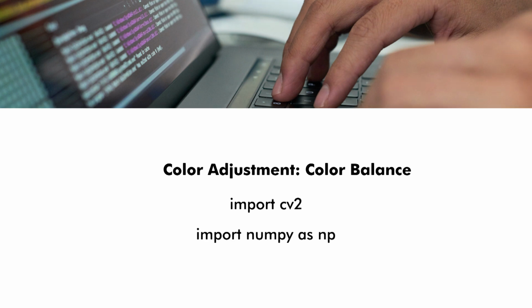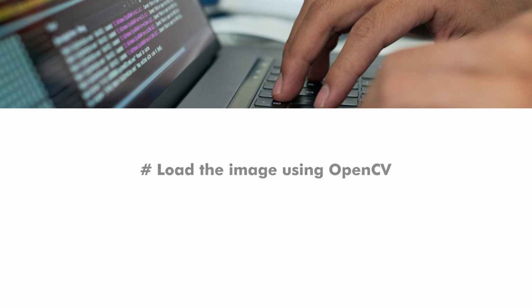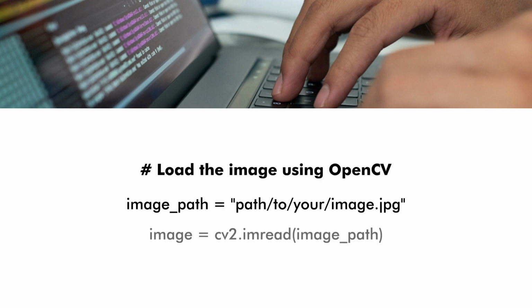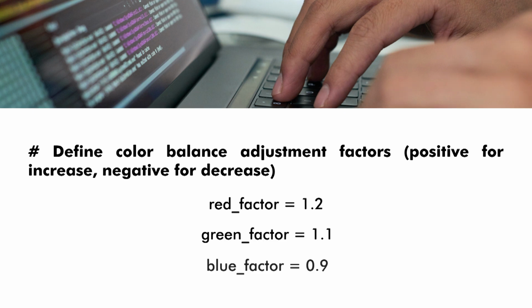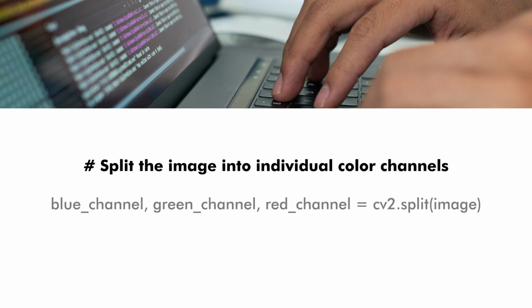In this again we have to import the libraries, then again load the image using OpenCV, then define the color balance adjustment factors, positive for increase and negative for decrease. Then split the image into individual color channels.